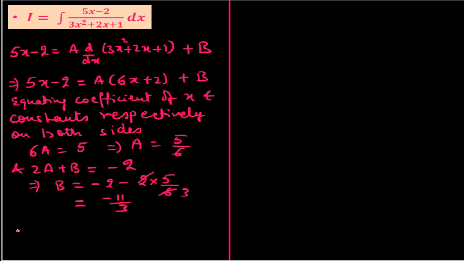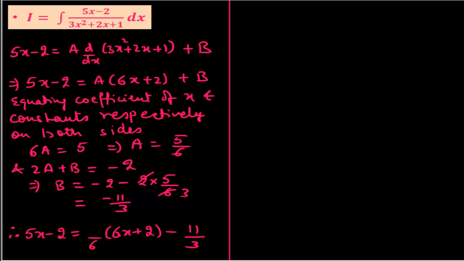So what are we going to now write? We will write 5x minus 2 as a times, which means 5 by 6 times (6x plus 2) and then plus b. What is b? Minus 11 over 3. Okay, I'll rewrite this.